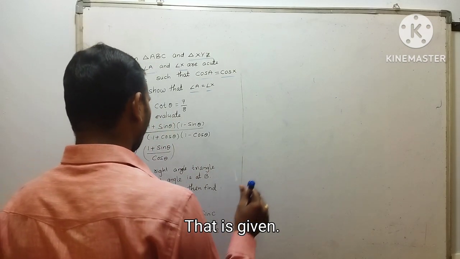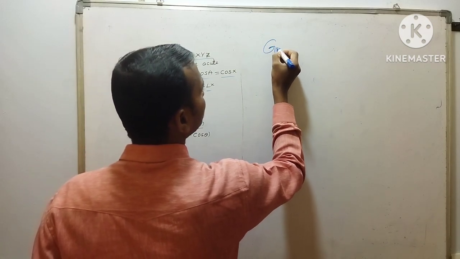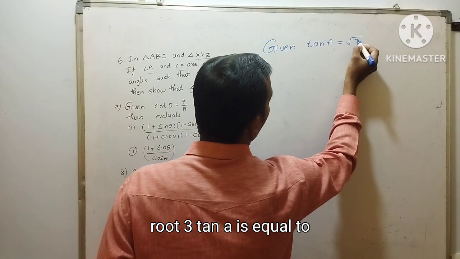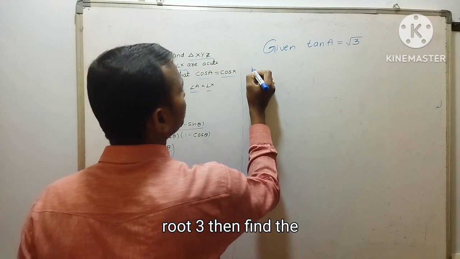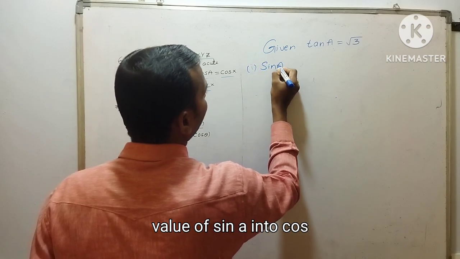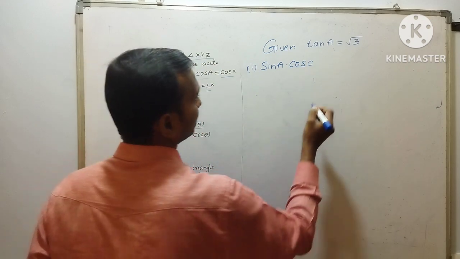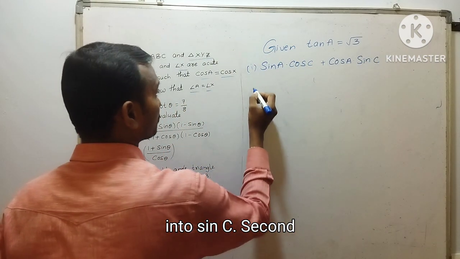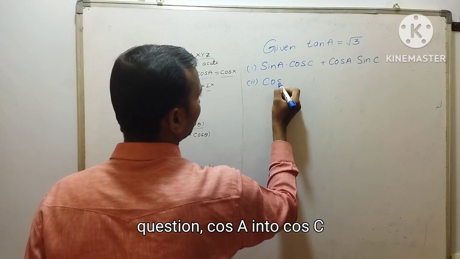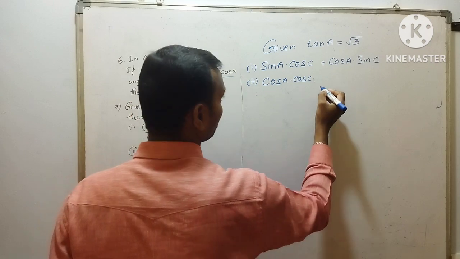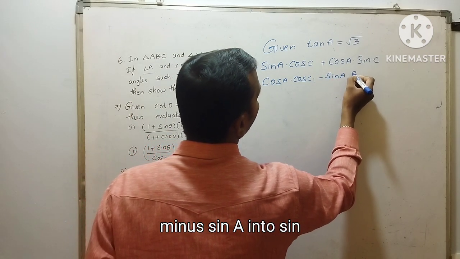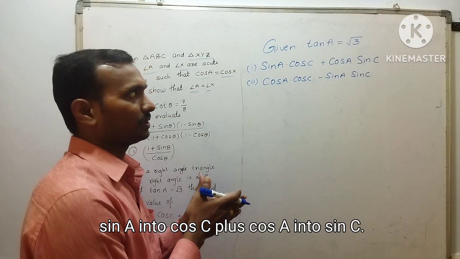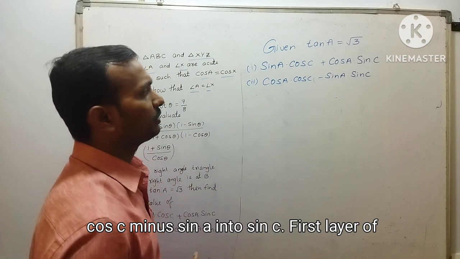Given tan A is equal to root 3, find the value of sin A into cos C plus cos A into sin C. Second question: cos A into cos C minus sin A into sin C. So tan A is equal to root 3, and we are asked to find the value of sin A into cos C plus cos A into sin C, and cos A into cos C minus sin A into sin C.